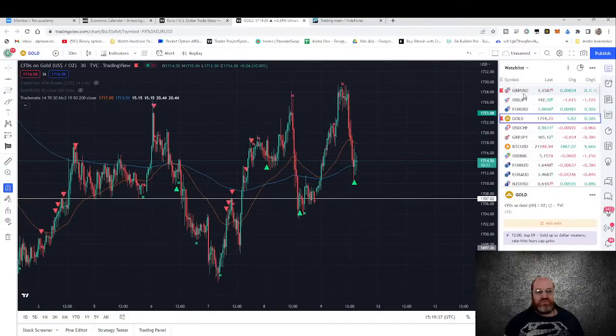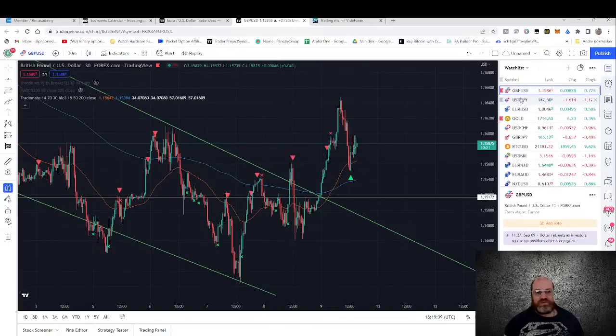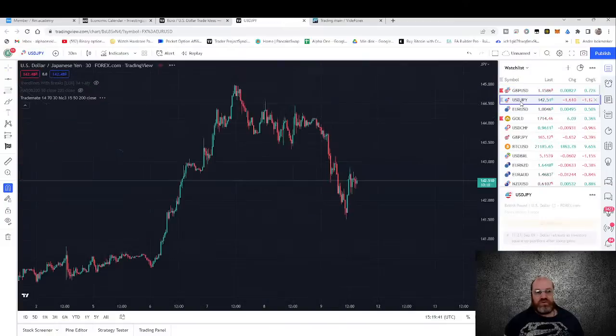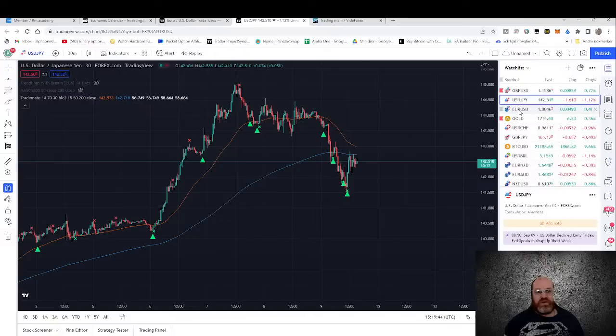Let's keep it to these three pairs here: GBP/USD, USD/JPY, and euro against dollar. These are the three places I prefer, at least, to take trades with this system. I find it to be working very well. So yeah, let's keep it to these three for this event.